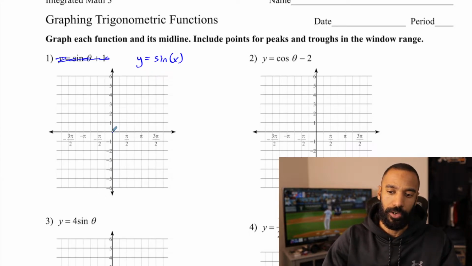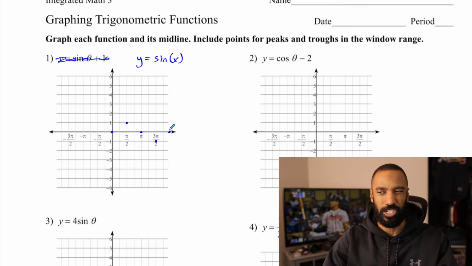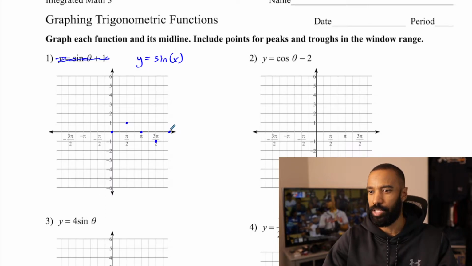I'm just going to do this fast here. Sine of 0 is 0. Sine of pi over 2 is 1. Sine of pi is 0. Sine of 3 pi over 2 is negative 1. Sine of 2 pi is 0. And there's a 2 pi right here that we don't really see. I'm going to include those points each time that it matters, and it really does here.